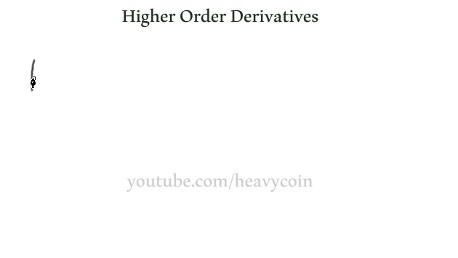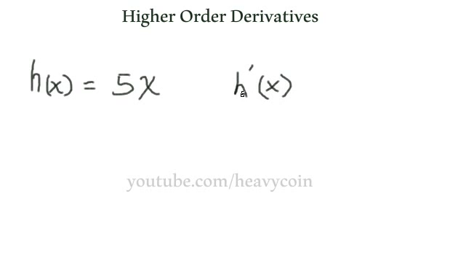Let's say that we have h of x is equal to, and of course I'm going to start off with something easy, like h of x is equal to 5x. And we want to find, well, we've been finding h prime of x. We've done that already. And that's the first derivative. But let's say we want to find the second derivative. So this would be h double prime of x. So that's the second derivative. Well, let's just find the second derivative.